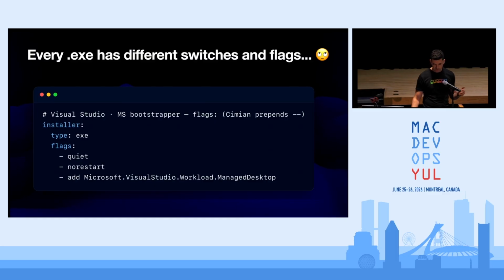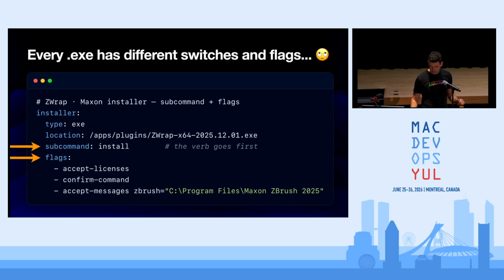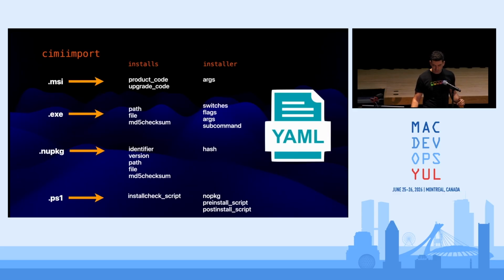So you can have, like Visual Studio Code, the flags are like this. It's actually a double flag, so you can just pass quiet, no restart, so you're just installing it silently. Git has this format, so it's switches, so we've got to do very silent, no restart, blah, blah, blah. Arguments, so if you have a path, you have to put it as an argument. And then sometimes there's both, so there's a subcommand, so you've got to go install and then put the flags in. And these are not that easy to find.